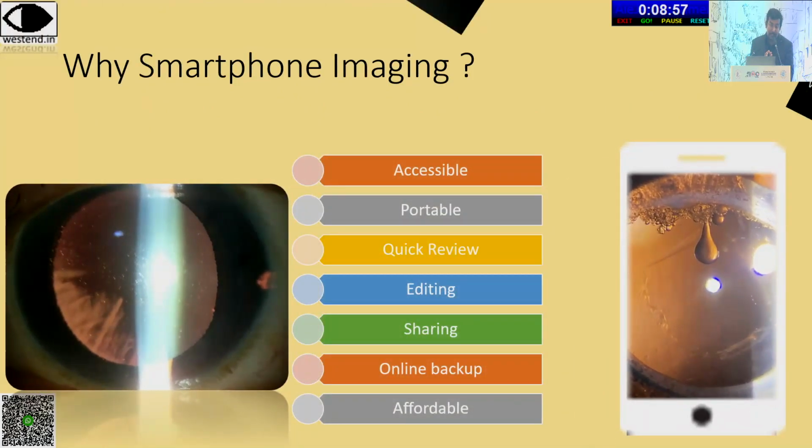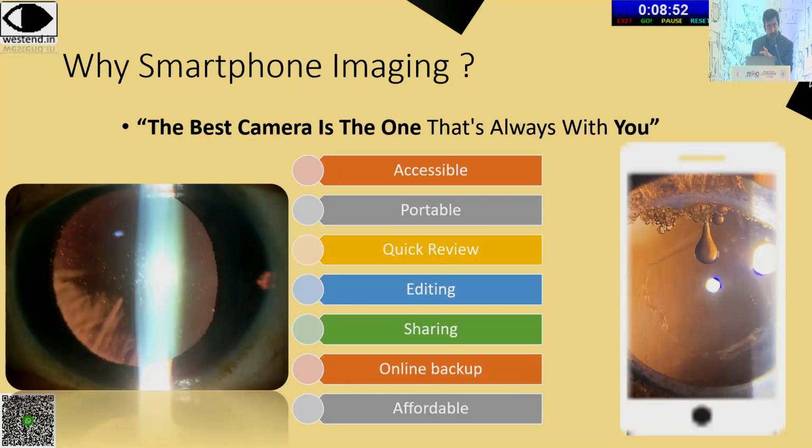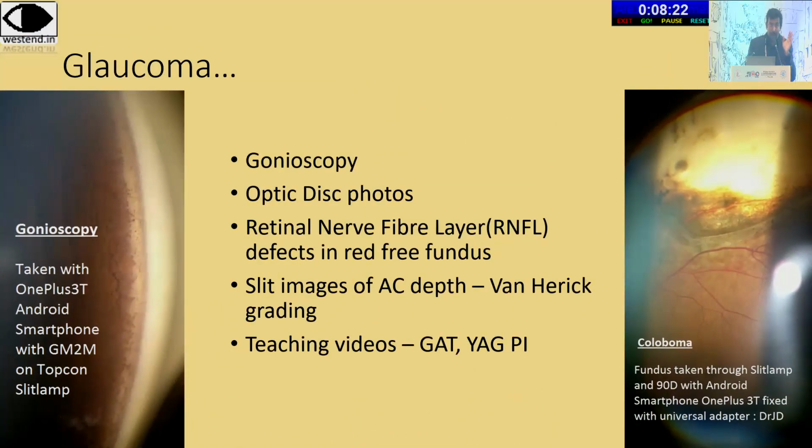And why smartphone imaging? Because the best camera is the one that is always with you. It doesn't matter if you have a very expensive top of the line camera which is sitting in a particular room somewhere, if you cannot use it all the time. If you have something which is there with you, which is accessible, portable, allows you to quickly review the photographs, edit the photographs, share the photographs, do online backup, all the while it's being affordable, there is nothing like it. Doesn't matter if you have the most expensive camera in the world, it matters that you have it with you.